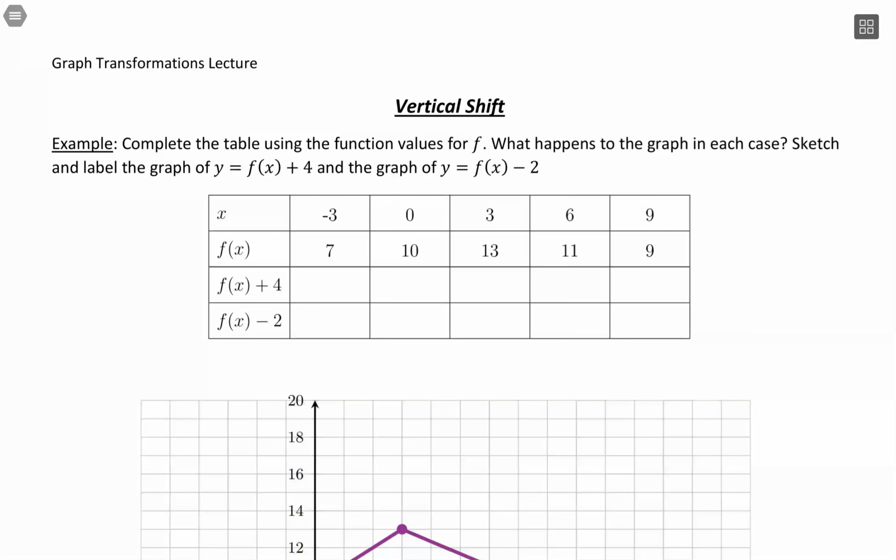So where we're going to start is a vertical shift. So vertical is the idea of up and down. So what we're really changing here are the y values.